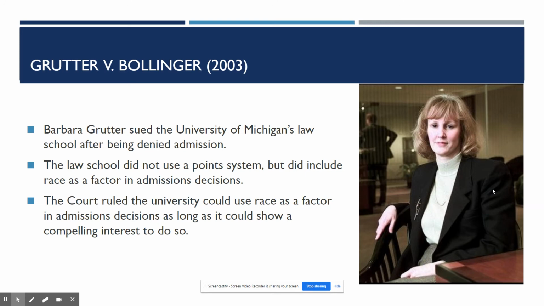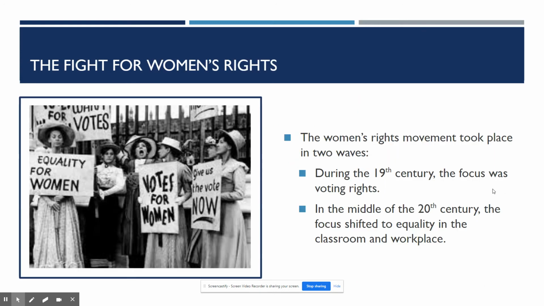Okay, so again, looking at those affirmative action type policies trying to boost minority enrollment. So yes, race can be considered, but there has to be a compelling interest. Okay, so you cannot violate the 14th Amendment rights of any individual.